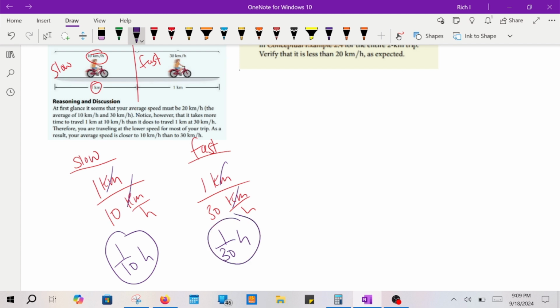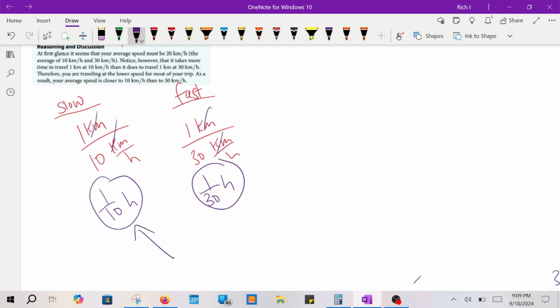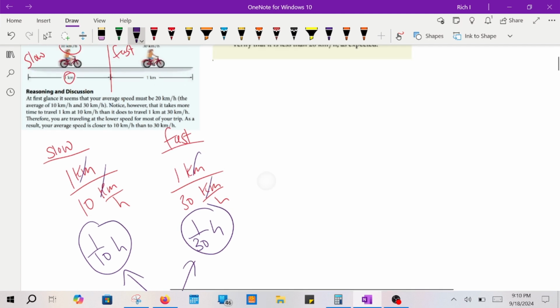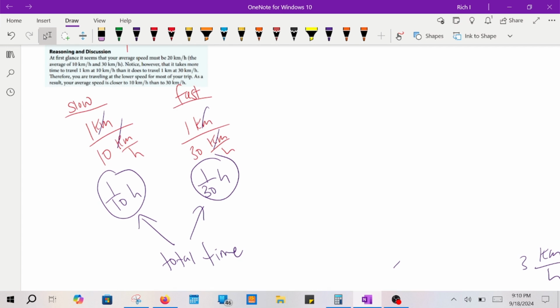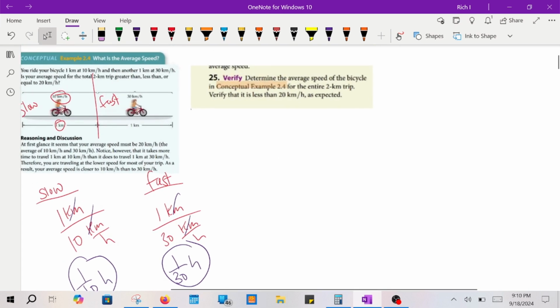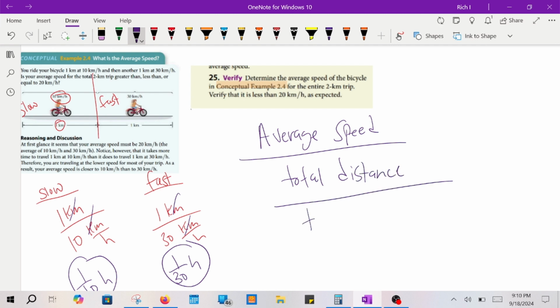All right. Now, why is this important? Because these two together are the total time, which is something important that we need for average speed. That's what we're trying to figure out: the average speed. According to the formula that we found, the average speed is essentially total distance divided by total time.